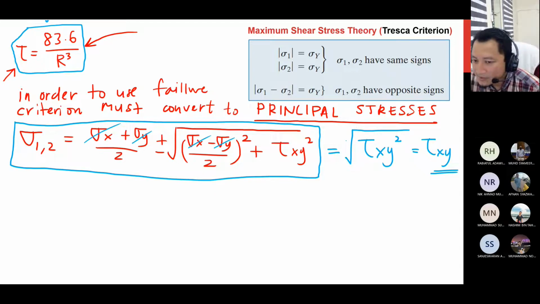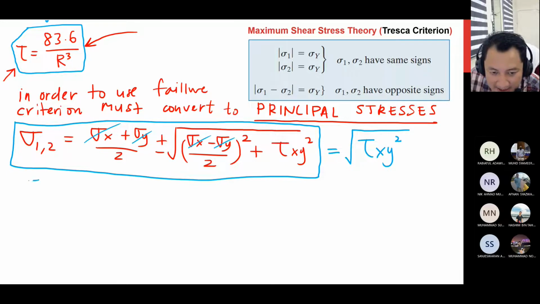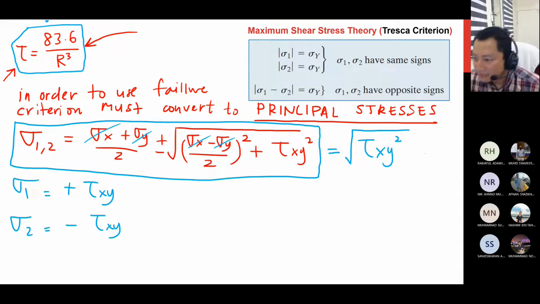Oh, tapi kita lupa buat ni. Dia ada positif dan negatif lah bila ada square root ni. So, kita punya principal stresses kita akan jadi sigma 1 positif tau XY, sigma 2 negatif tau XY. So, jangan lupa ni lah. Dia ada plus minus lah depan.